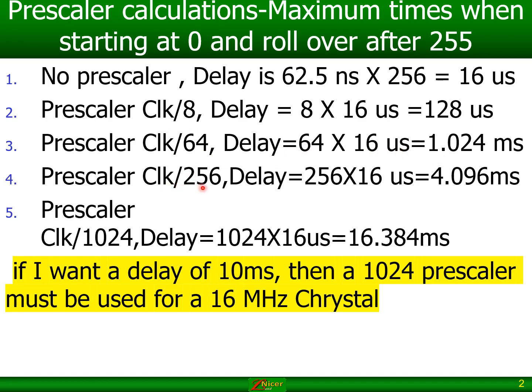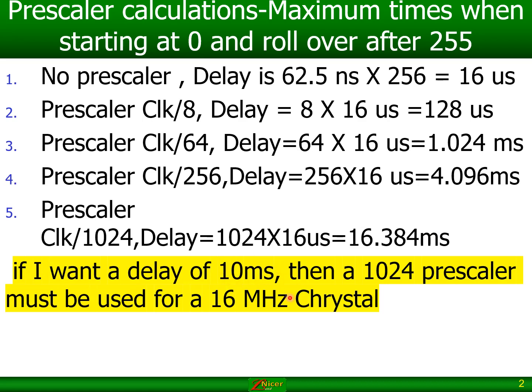If the prescaler is 256, the total delay to start from 0 and roll over at 255 will be 4.096 milliseconds. And if I use a prescaler of 1024, then the total delay will be 16 milliseconds before it rolls over. Again, I'm saying if you start at 0, it will now take 16.384 milliseconds to roll over when it reaches the count of 255.